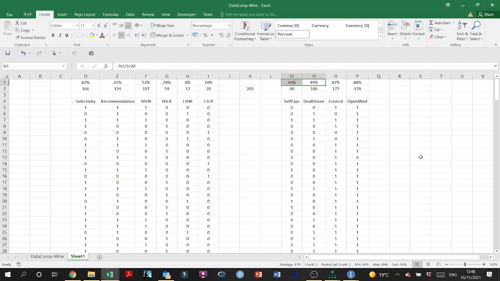So we can describe millennials in our data set in general to be, first of all, open-minded. This is the highest. Then we have the control. Open-mindedness, then the control. They love to control. And then first is selectivity and then recommendation. So that is quite interesting that recommendation is the lowest, really. And deal-driven is the lowest. So this is quite an interesting finding.